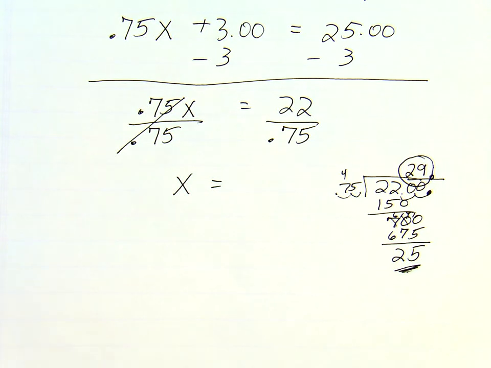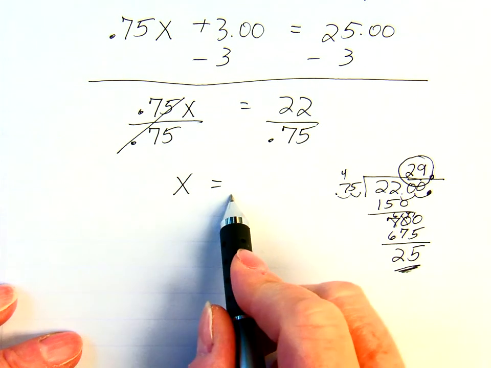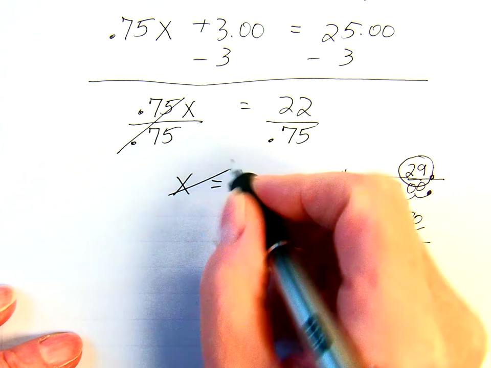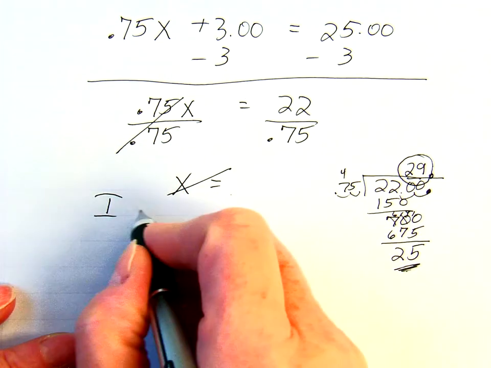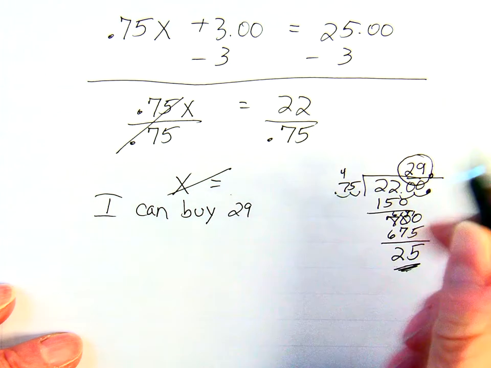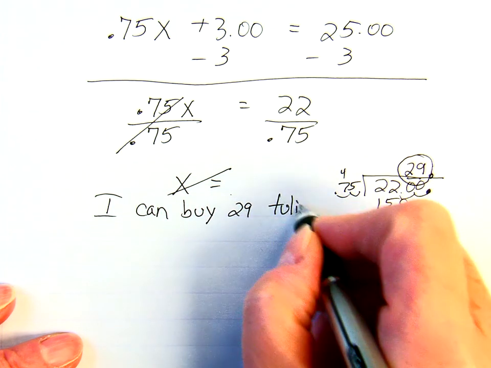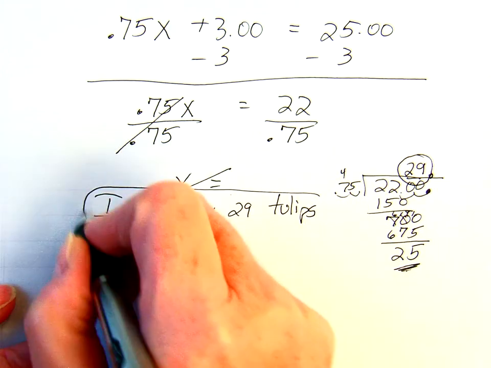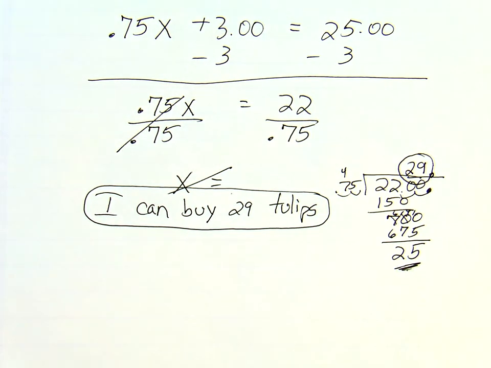So this is a word problem. Our word problems don't always come out exactly right. So I'm going to say, instead of x equals, I can buy 29 tulips. The question was, how many tulips can I buy? And the answer is, I can buy 29 tulips. It doesn't come out exactly even, but we can't buy that 30th tulip.